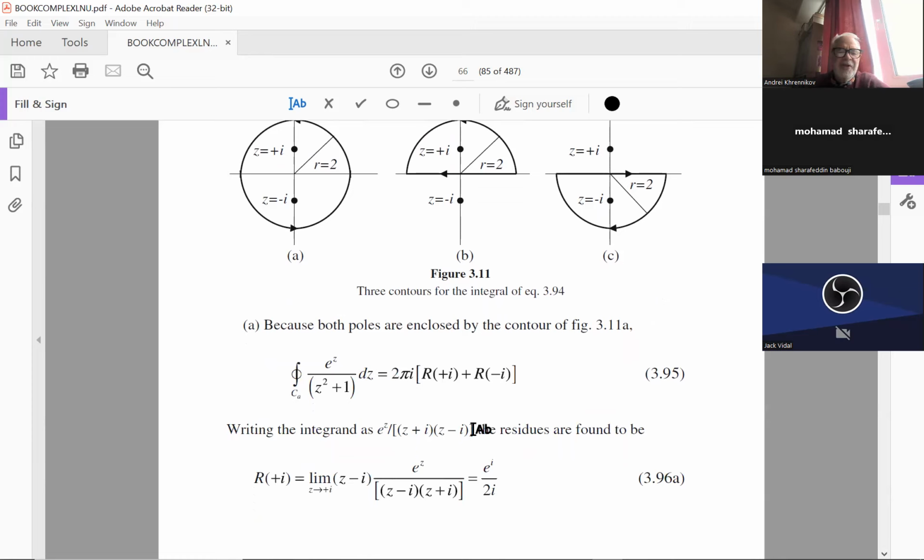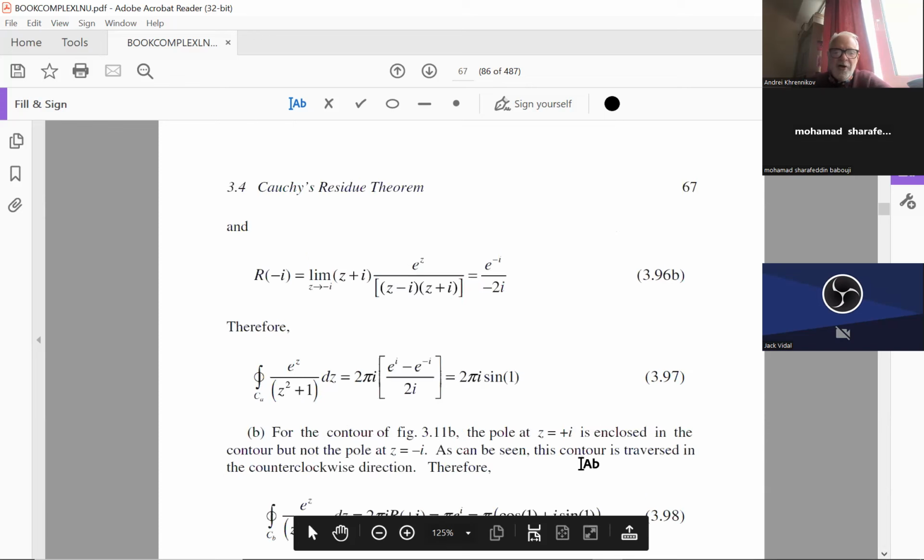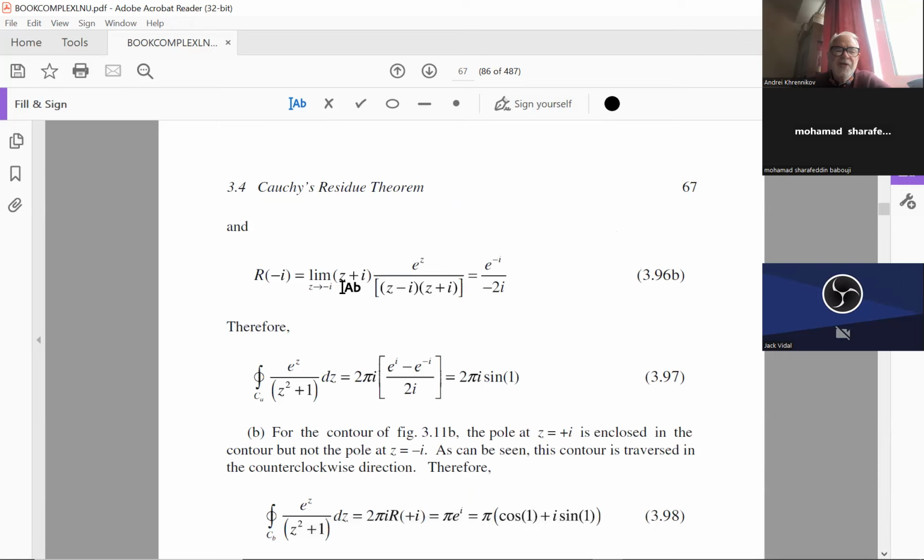We expand the denominator into the product. How to find the residue? At the point i, we multiply the function by z minus i. This disappears with this, and now we put i in the rest. This is e to the power i divided by 2i. In the same way, we can find the residue at the point minus i. Here z minus i, z plus i. We get this. So the integral is equal to the sum of these two integrals.